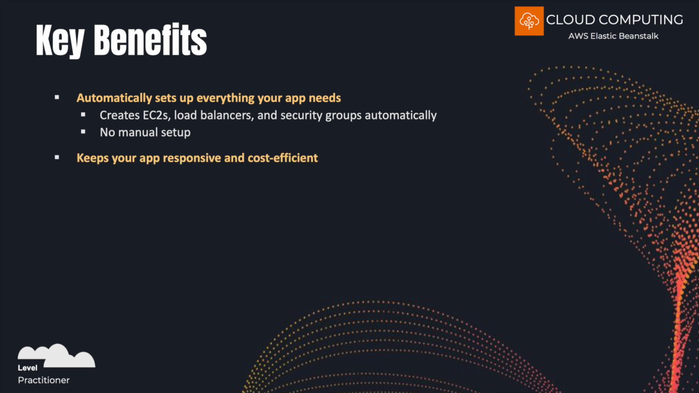It also keeps your application responsive and cost efficient. Let's say your app suddenly gets a surge of users, Beanstalk automatically adds more capacity to handle the traffic. When demand drops, it scales things back to reduce cost. This elasticity happens seamlessly, keeping your app stable and your spending efficient without you having to intervene.